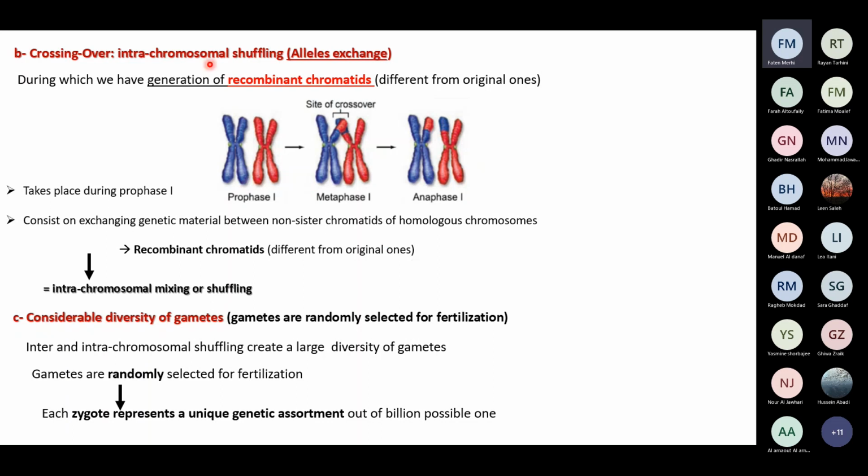So due to this intrachromosomal shuffling and to the interchromosomal shuffling, we will have gametes with great genetic diversity, which are different from the parent cells. And also the diversity in the offspring can be increased due to the random selection of those gametes for the fertilization. Okay, so we have a great diversity of gametes, and those gametes are randomly selected for the fertilization. So this random selection will create also a big diversity in the offspring. And so each zygote will represent a unique genetic assortment out of billions of possible assortments. Okay, so those are the consequences of the meiosis.